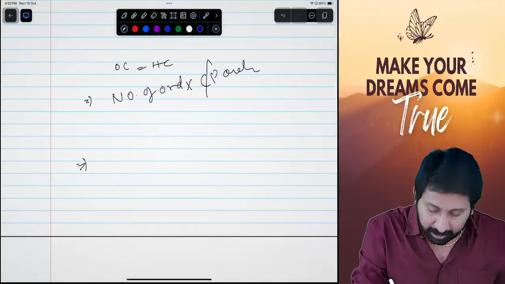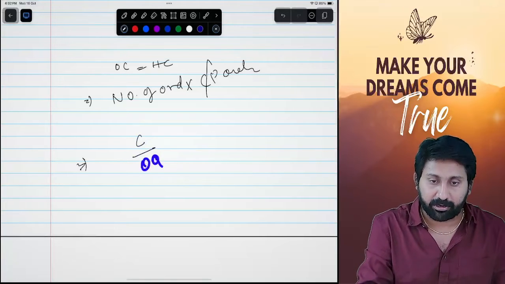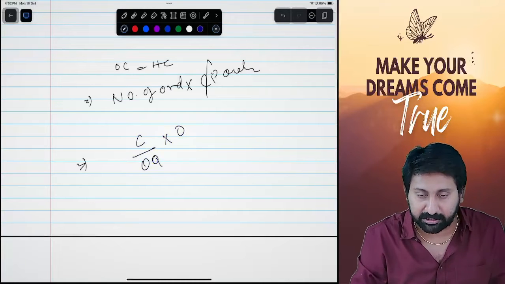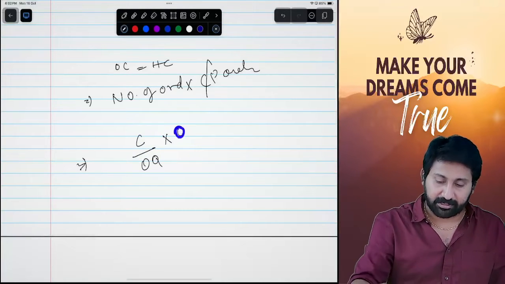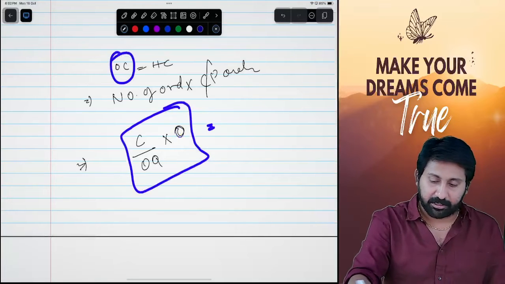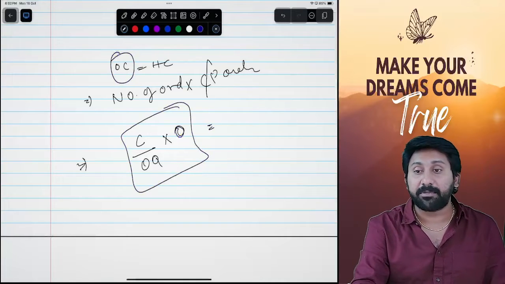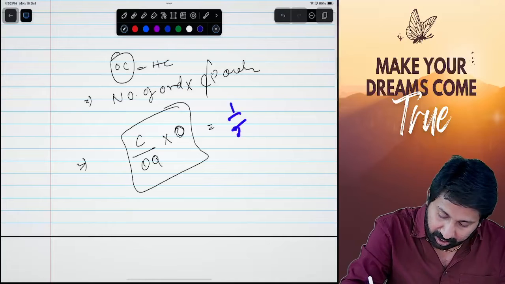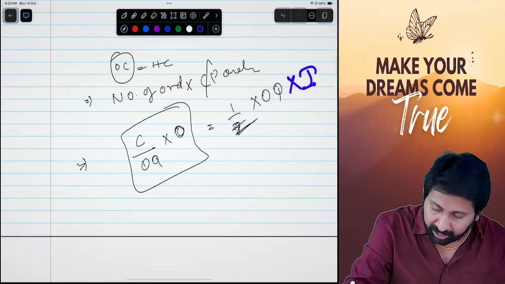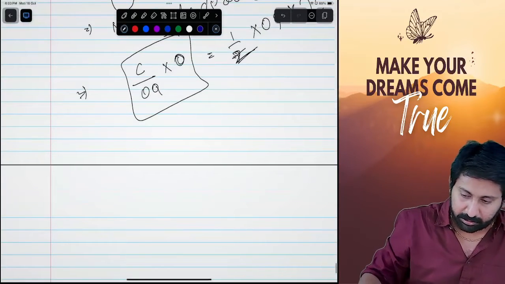How to know the number of orders? Consumption divided by ordering quantity, into O, the cost per order. C by OQ into O. This is the formula for ordering cost. That equals holding cost. Holding cost will be per unit per annum. Per unit means all the units average, so half into ordering quantity, economic order quantity, into I, the holding cost per unit per annum. So tell me what is the formula?